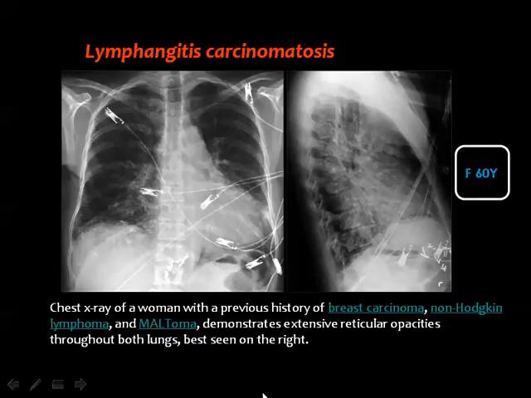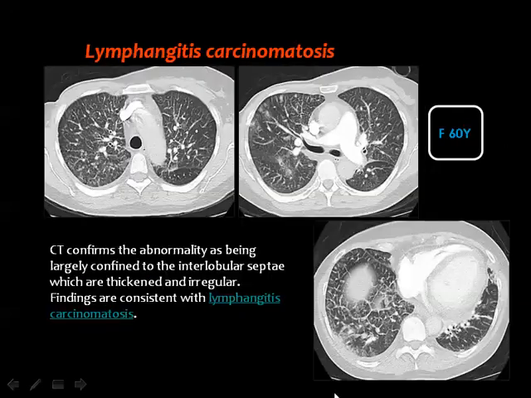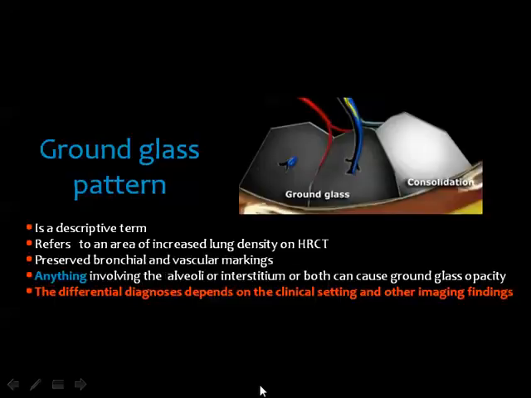This patient is known to have breast cancer, non-Hodgkin lymphoma, and you have interstitial opacities. The diagnosis is lymphangitis carcinomatosis. You remember the lymphatic spread on the CT scan? If you see this, then you know you are dealing with one of three: sarcoid, lymphangitis carcinomatosa, and interstitial pulmonary edema. If you know that this patient had a primary malignancy, then you consider the diagnosis of lymphangitis carcinomatosa.